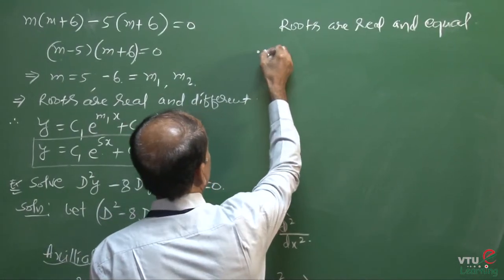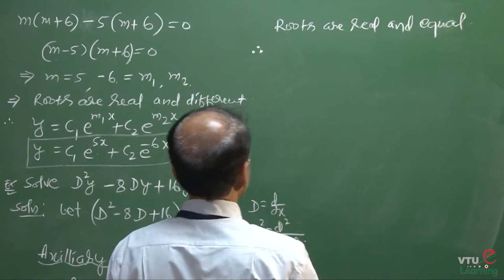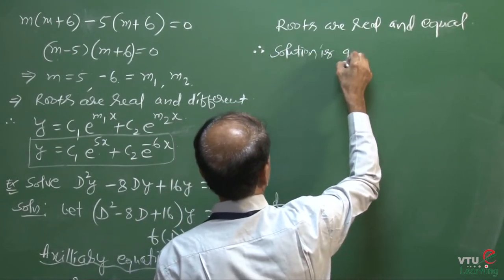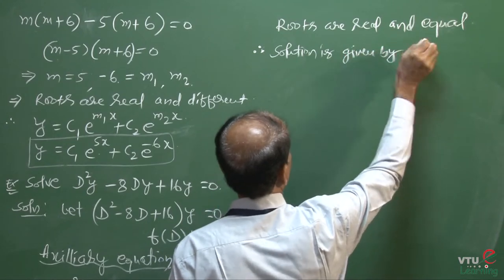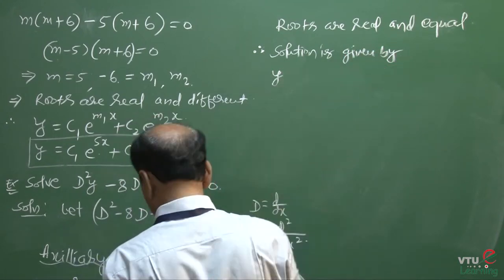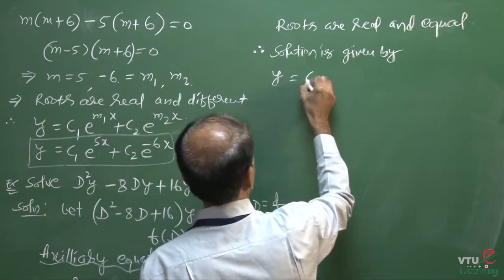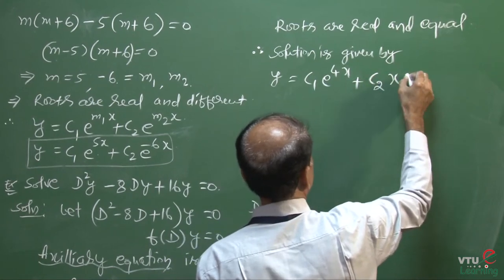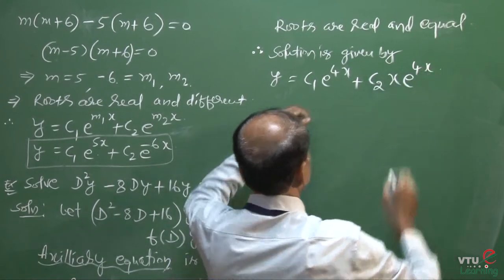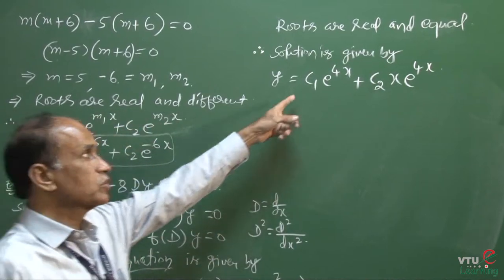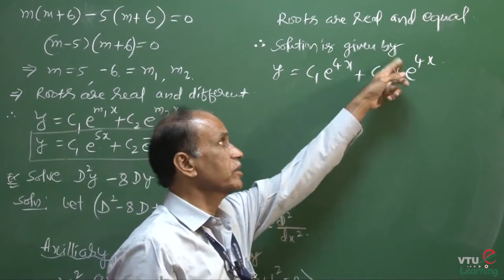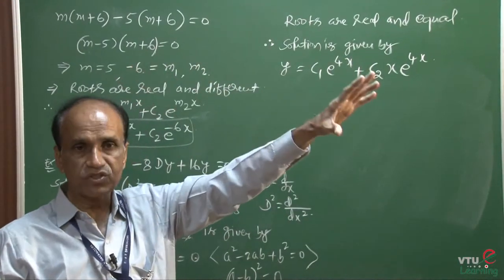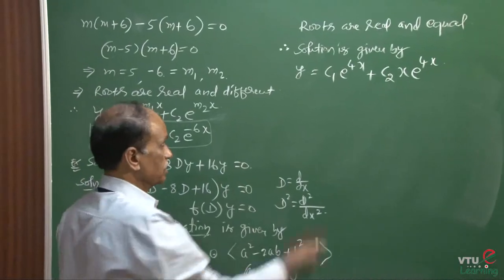Therefore, roots are real and equal means the solution is given by y is equal to c1 e to the power 4x plus c2 x into e to the power 4x. For repeated roots, you must go on multiplying x to the power 0, x to the power 1, x to the power 2, x to the power 3 and so on, according to the number of roots existing in the auxiliary equation.